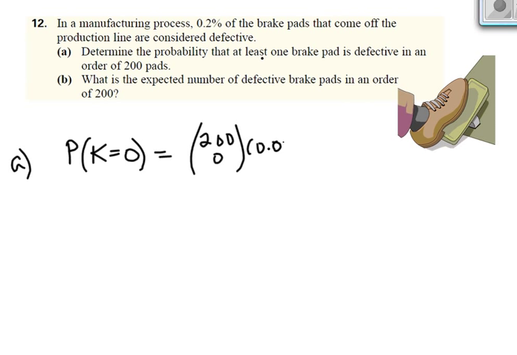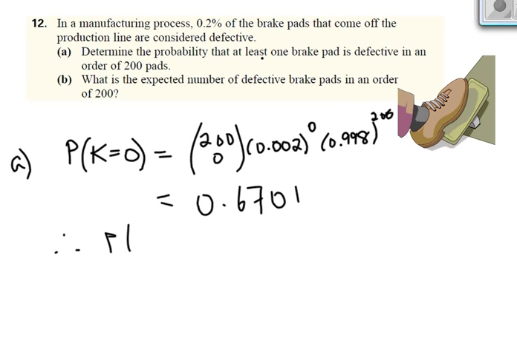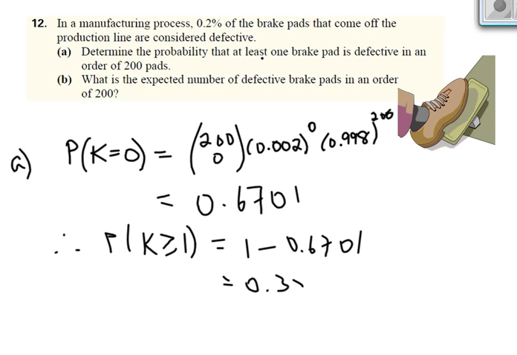So 0.002 is the probability in decimal form. And I want 0 of those, and therefore I want all 200 to be from the 0.998 working probabilities. So, and that's to the exponent 200. So if you type this into your calculator, you get 0.6701. And therefore the probability that I have at least one being defective is 1 minus that. And 1 minus 0.6701 is 0.3299, or about 33%.